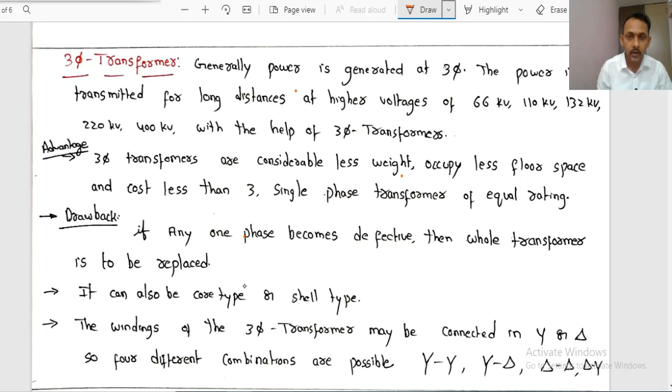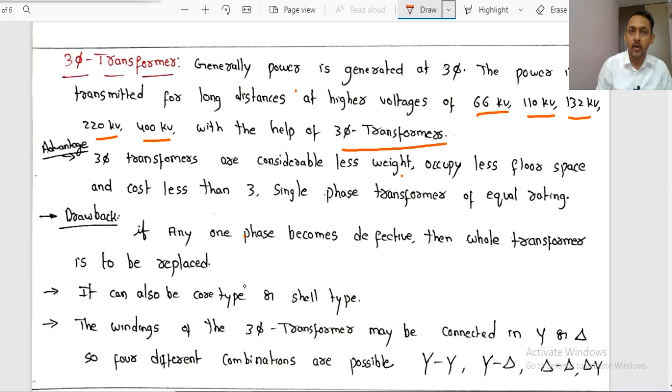So for that sake, practically, from generating stations the power is transmitted at higher voltage levels. Once it is transmitted over long distances at higher voltage levels, at the receiving end the voltage levels will again be brought down to lower voltage levels, right? Most of the time the voltage levels will be 66 kV, 110 kV, 132 kV, 220 kV and 400 kV. These are the standard voltage levels, right? So with the help of these three-phase transformers, we can transfer the power over long distances at higher voltage levels, right?